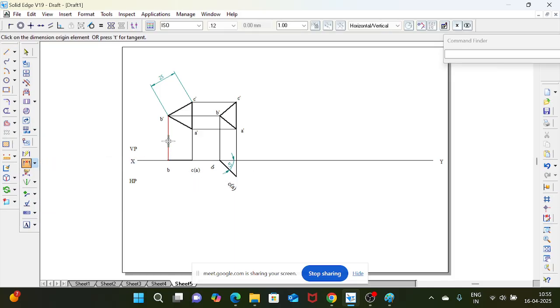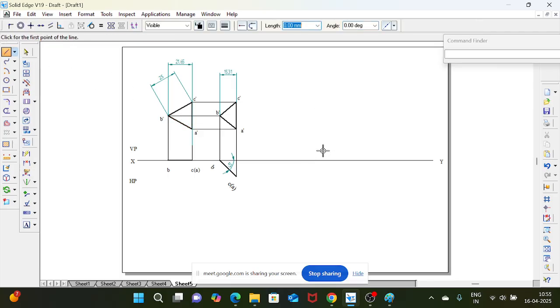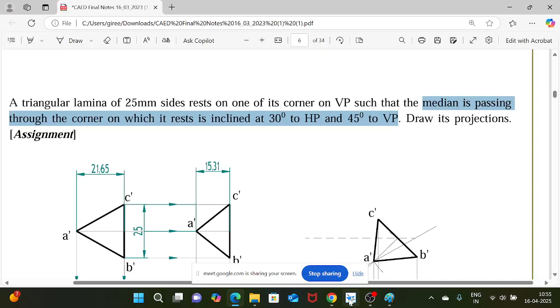That median length is the distance between B projection and AC projection. 21.65 is the true length of the median. Similarly, in the second position, the median length will be the distance between B projection and AC projection. 15.31 is the length in the second position. As you see, the length is different, 21.65 and 15.31. So in case 2, the length is different, but the angle is given for the true length of the median, that is 30 degree.